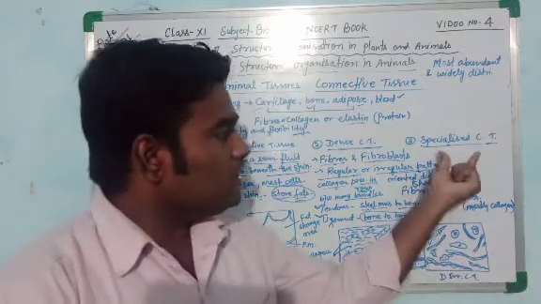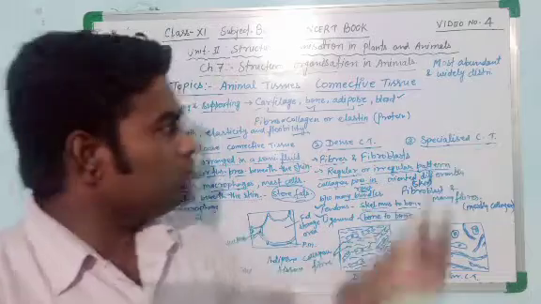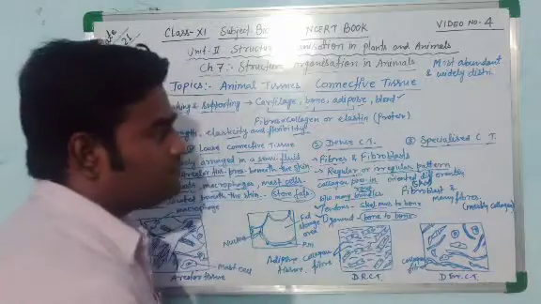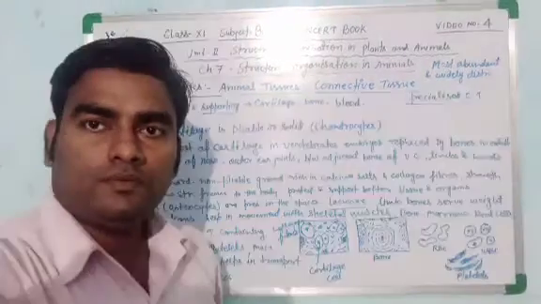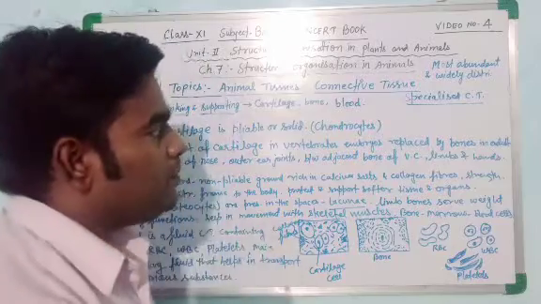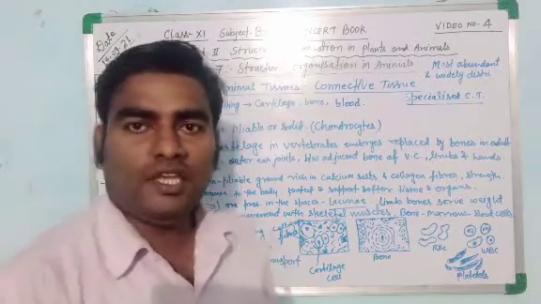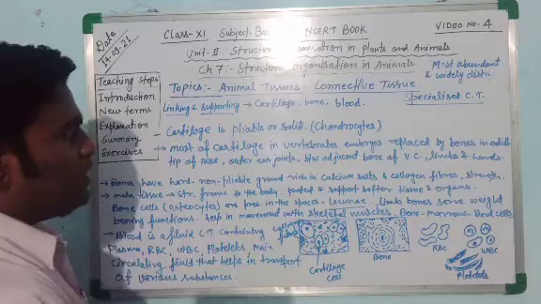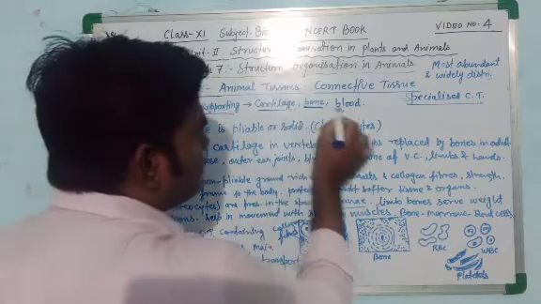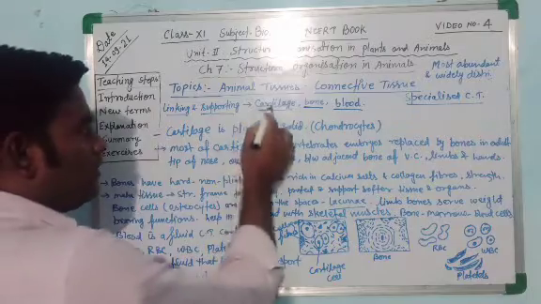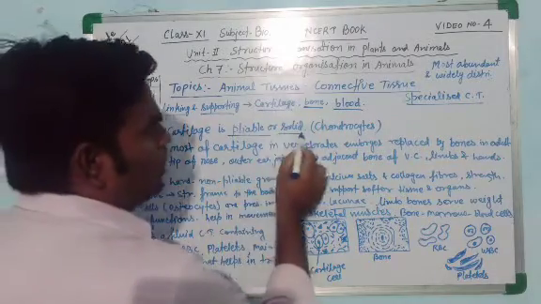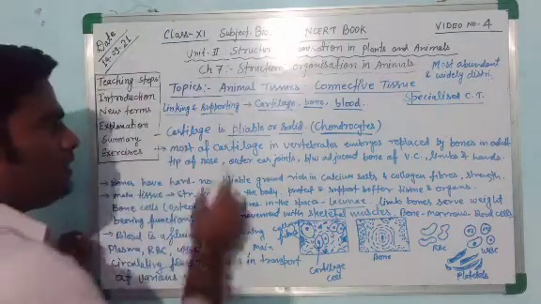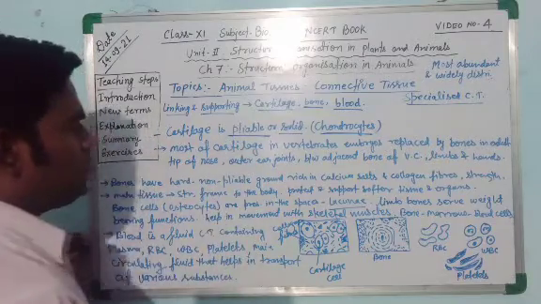Now the third one is specialized connective tissue, including cartilage, bones and blood. So this is the third type of connective tissue, specialized tissue. The cartilage is pliable or solid, and the cell of cartilage is known as chondrocytes. They are a pliable structure.